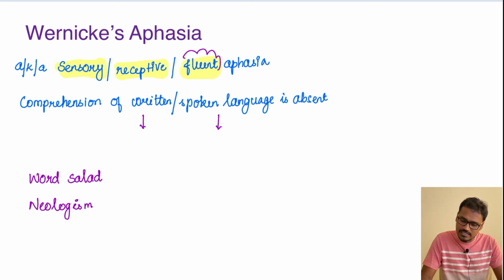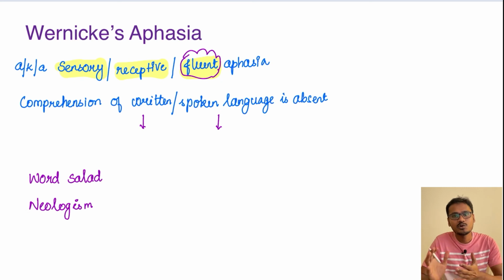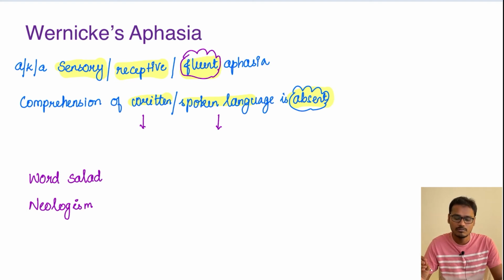Why fluent aphasia? Because in this person, the Broca's area is intact. So he will be producing a lot of words. But will it be meaningful? It will not be meaningful. Why will it not be meaningful? First of all, the person will not understand your question at all because the Wernicke's area is responsible for understanding. So here the comprehension of written as well as spoken language is absent. Both comprehension is gone. He will not be able to understand either a written word or spoken language.